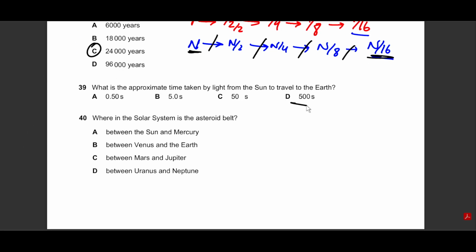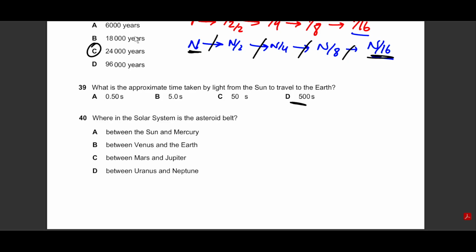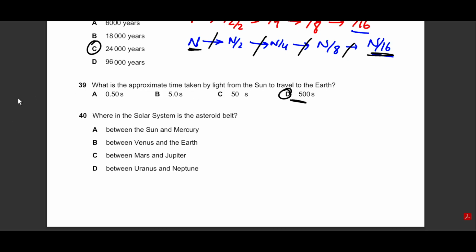Question 39 is also written in your syllabus, and it's a common question. You can notice it over here. It takes 500 seconds to get to Earth. So it's going to be option D. Question 40 is again from memory. Where in the solar system is the asteroid belt? It's between Mars and Jupiter, between rocky planets and gas giants. So it should be option C. We can't really help you with MCQ number 40 because it's all about memory. 39 and 40 are about memory.